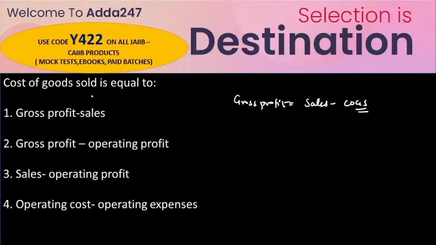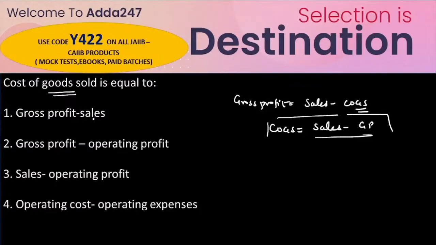So cost of goods sold should be sales minus gross profit. But the first option is gross profit minus sales, which is not correct. The second option, gross profit minus operating profit, is also not correct. The third option, sales minus operating profit, is also not correct. The fourth option is operating cost minus operating expenses. This is something different that we are going to understand here.